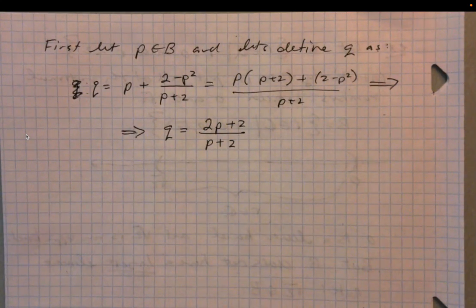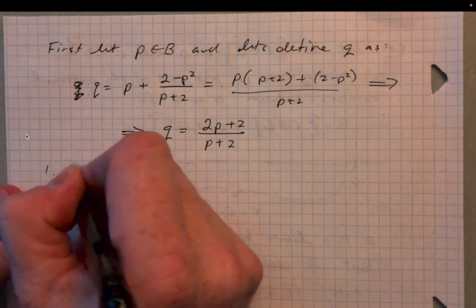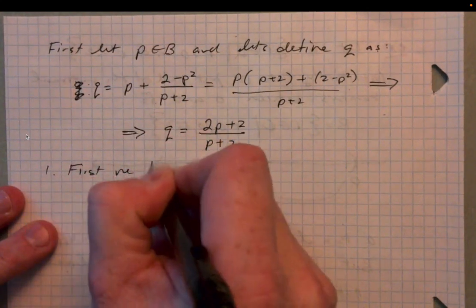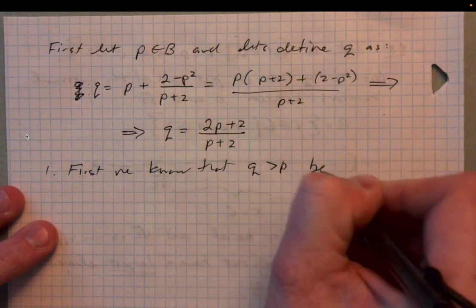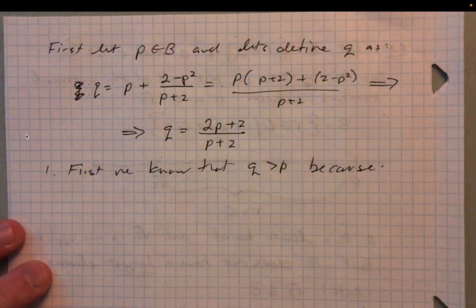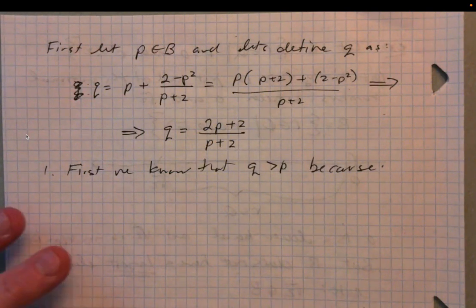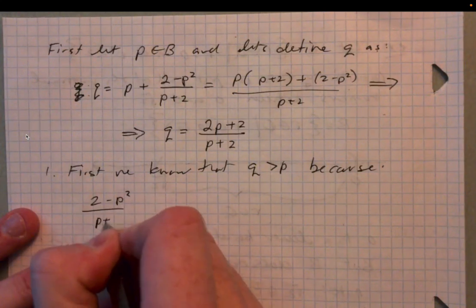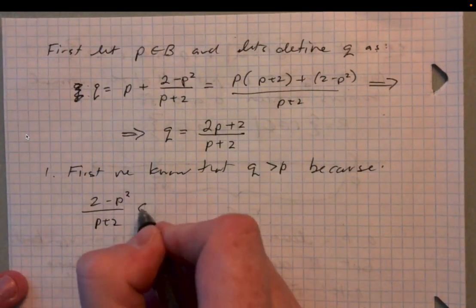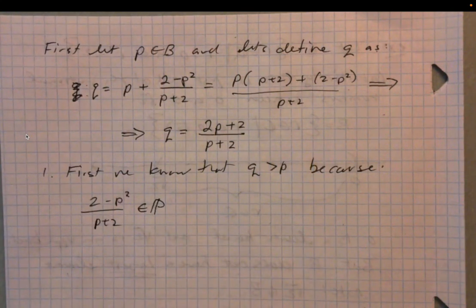Okay, so all I've done is just some algebra. Now, how do I know that Q is greater than P? Let's start with that. First, we know that Q is greater than P, because why? Well, because (2 minus P squared) over (P plus 2) is in P.